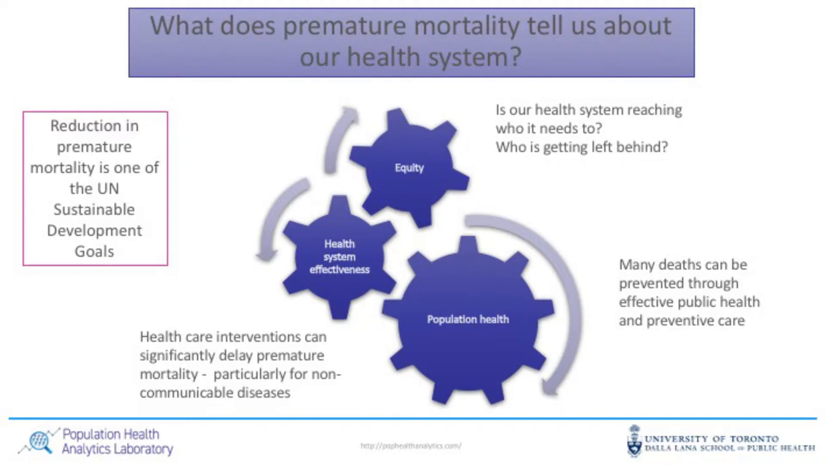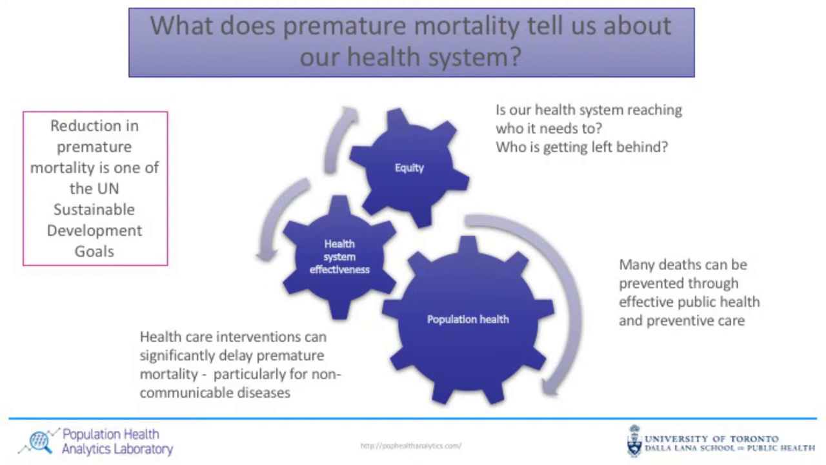So what is premature mortality? We can argue for the whole hour about the definitions. The simplest definition, which actually is endorsed by a lot of leading jurisdictions and statisticians who do this, is a death before the age of 75. It's a very simple way to think about it. There's other ways to define it, but for all intents and purposes, we'll just take that definition.